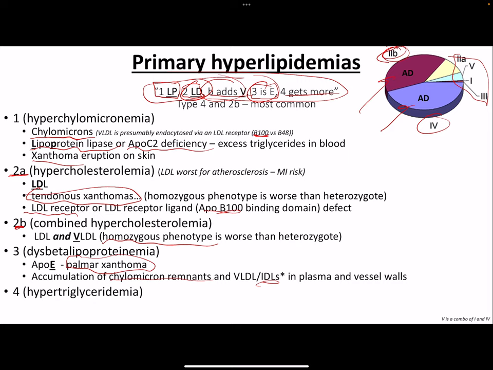And then 4 gets more. We're just making more VLDL. And if you're making more VLDL, you might get a little bit more IDLs and LDLs as well because, of course, they're downstream of that.